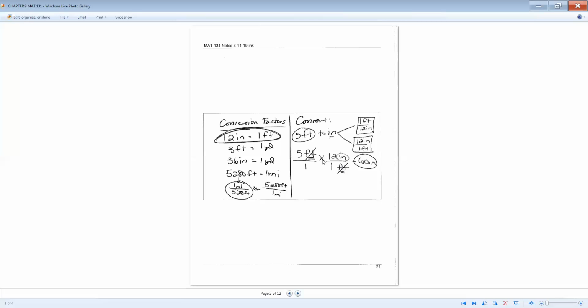And then here you multiply. Once again, since we're trying to go to inches, we do 12 inches over 1 foot so that the foot over foot measurement can cancel. Then multiply across. 5 times 12 is 60, and we're in inches. That leaves us where we want to be.